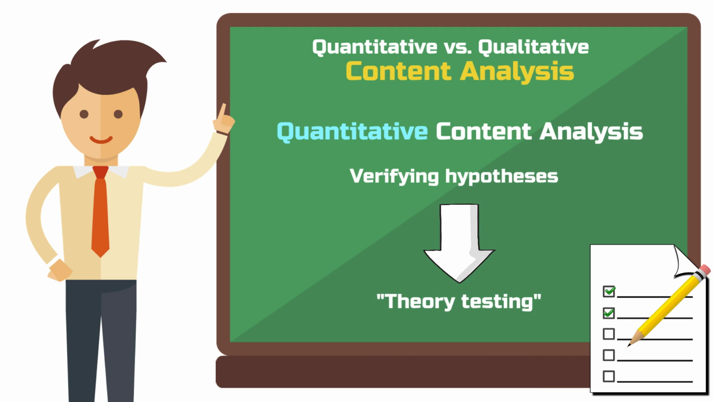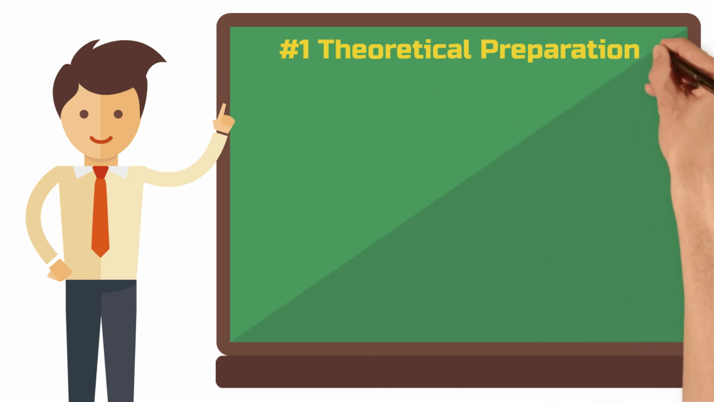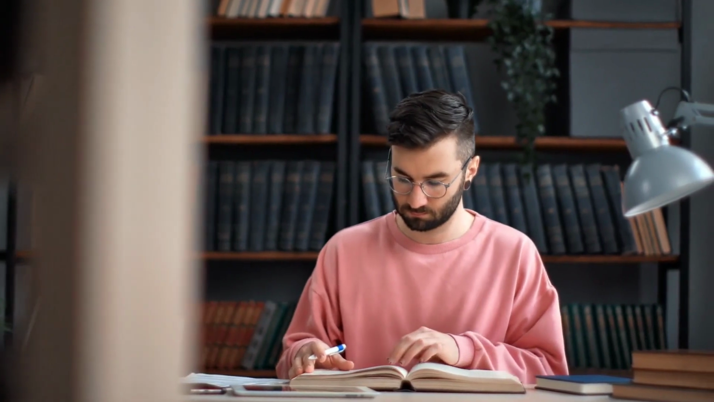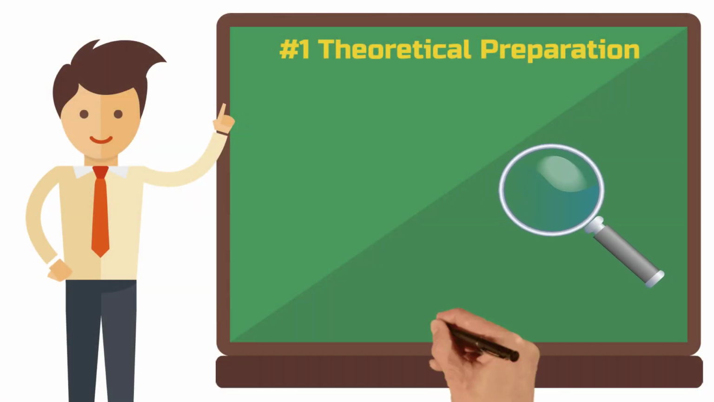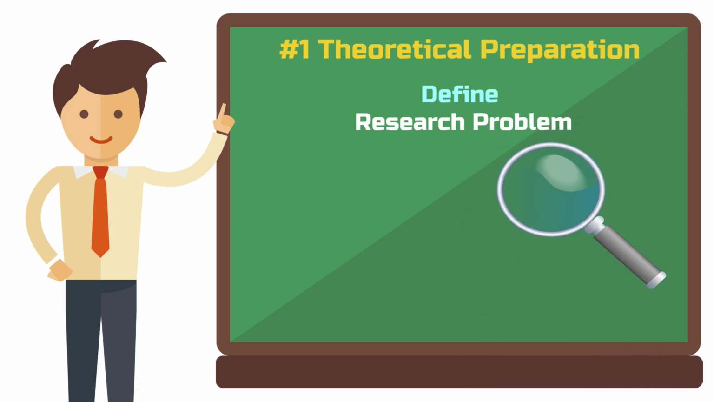Let's look at the 7 steps of applying quantitative content analysis. Step 1. Theoretical preparation for quantitative content analysis. As with any research project within the quantitative paradigm, engaging with existing theories is crucial. Start by defining your research problem. What exactly do you want to investigate?